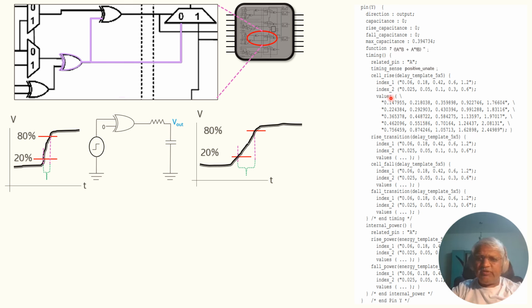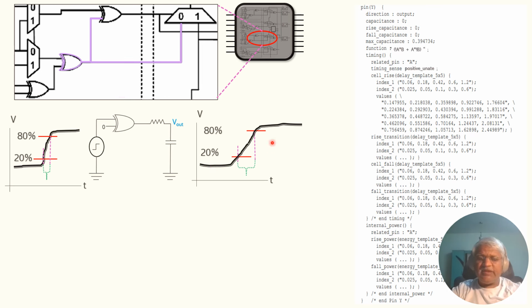observe that the cell rise delay is mentioned: how quickly the output pin Y will be rising, based on the input. To figure that out, the standard cell will be characterized. During this characterization, it takes different input transitions, as demarcated by index 1, and considers different load conditions, index 2. Different values will be considered, and based on that, the rise delay will be considered here.